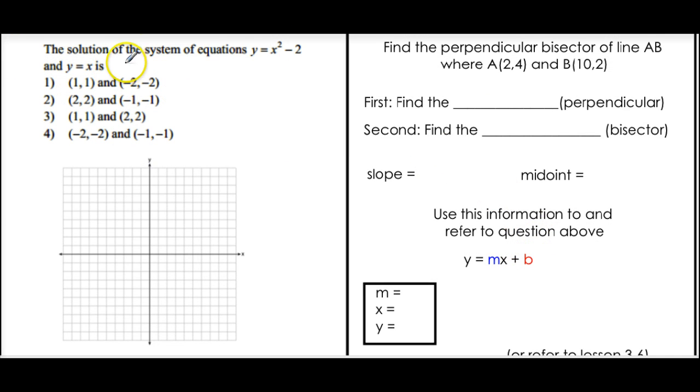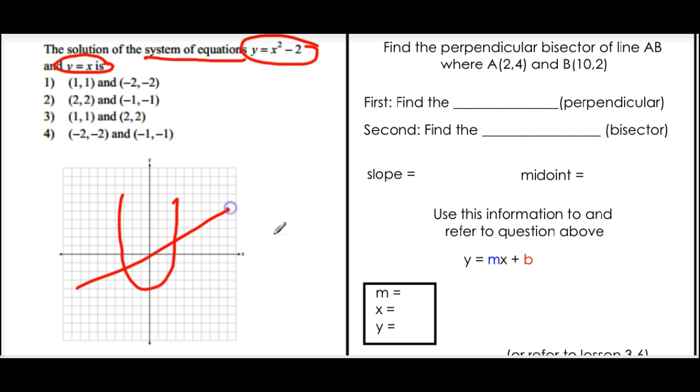This one, it's a solution of a system of equations question. When you see this question and you are given two equations, this is our first equation and this is our second equation, all you have to do is plug them into the calculator and see where they intersect. It should look something like this. A parabola with a line through it.